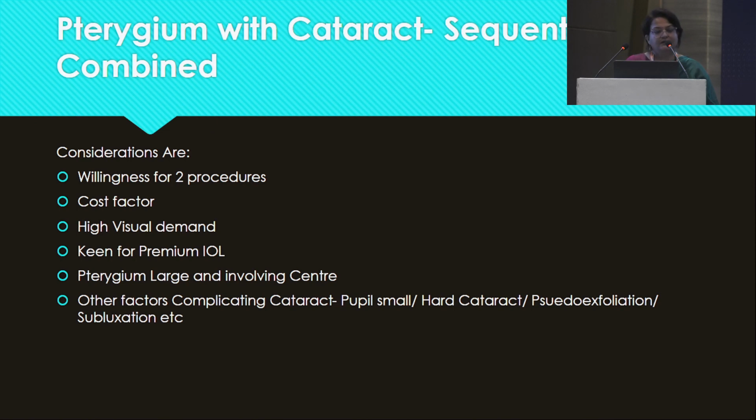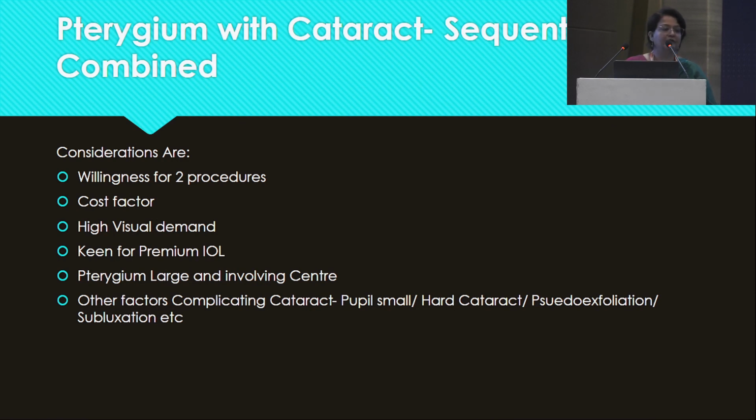Now, the patient factors are also there, whether the patient is willing for 2 procedures or not. There is a higher cost factor if it has to go for 2 procedures. There may be very high visual demand, so counseling of the patient becomes very important. Now, whether the patient is keen for premium IOL.